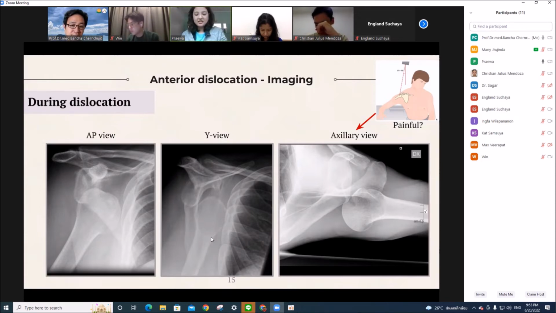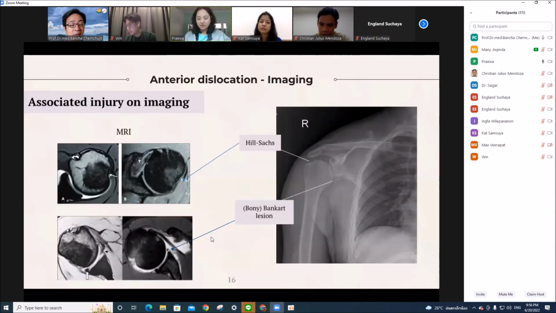Okay, actually, next. I think the picture up there is different from the picture I have here. I don't know why. Yeah, but I think the picture is wrong. But okay. So next is the associated injury that we talk about.